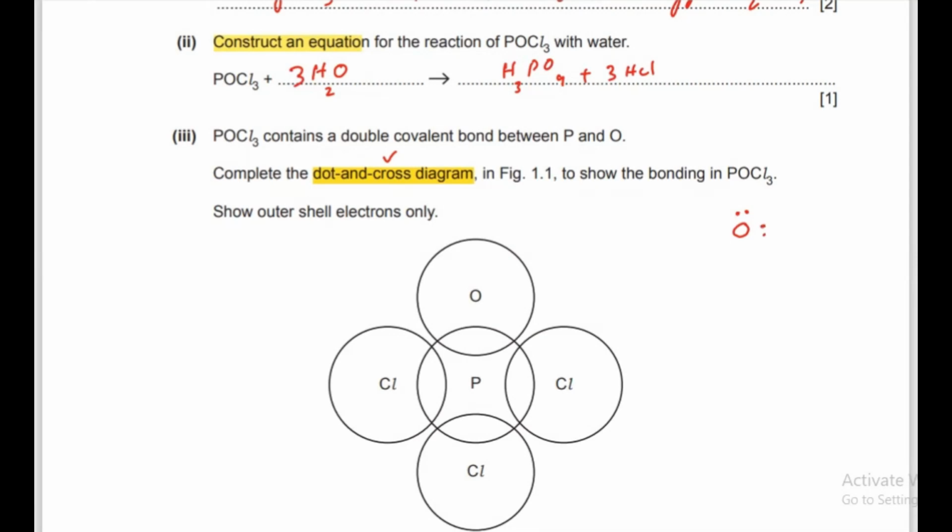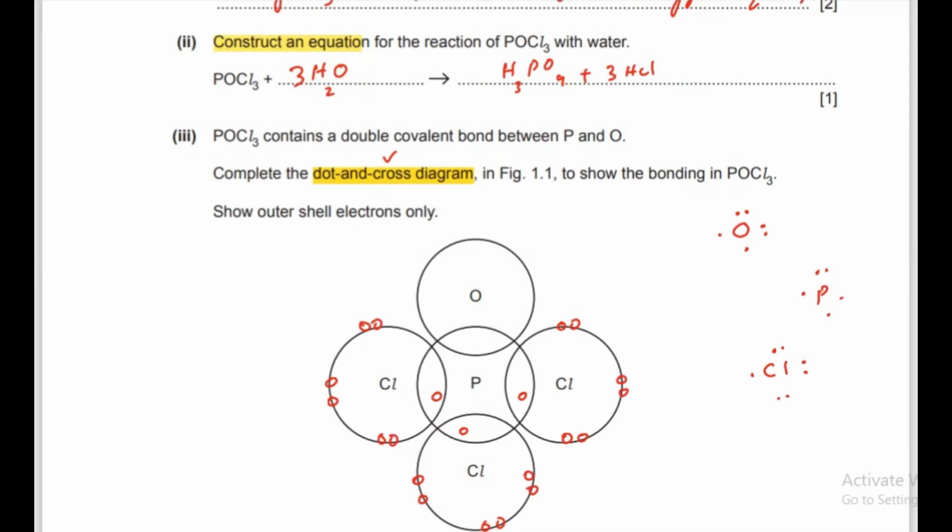Okay, then the phosphorus, it has 5 electrons. So phosphorus has a lone pair, then 3 bond pairs, and chlorine has 3 lone pairs and 1 bond pair. So we can start from the chlorine. That chlorine has 7 electrons: 1, 2, 4, 6, and then 7; 2, 4, 6, and then 7; 2, 4, 6, and then 7.